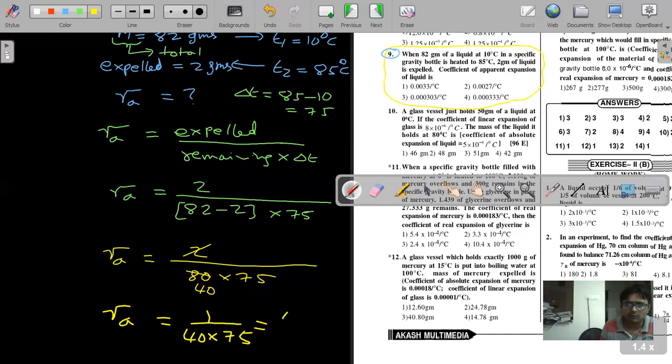Let me take that value. So any other students have any objection with this answer? You got the same answer? We are doing the 9th question now, beta. Yes, sir. Check the 9th one, 1 by 40 into 75. What answer are we going to get?